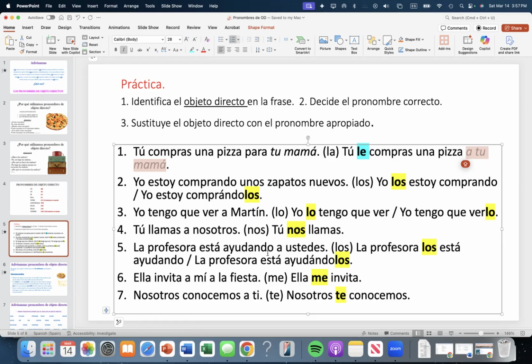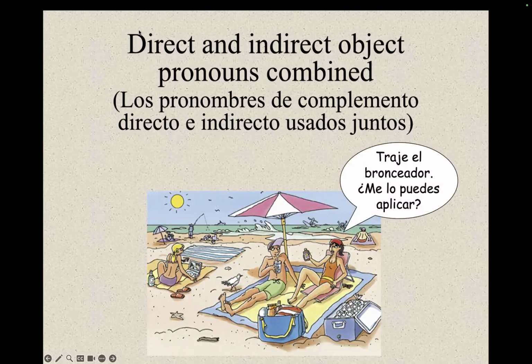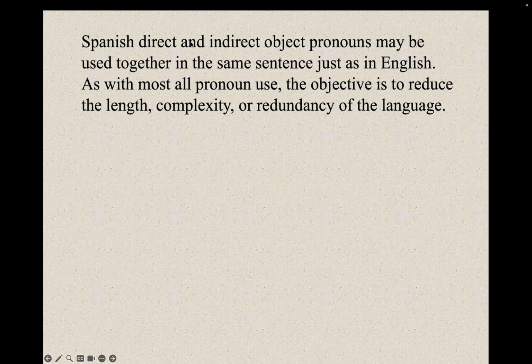Not this one, but I have another one that explains the subject. Here we are, okay? So bear with me. And let's see where we can put this so it's not intrusive. Okay, direct and indirect object pronouns combined. Spanish direct and indirect object pronouns may be used together in the same sentence, just as in English. As with most all pronoun use, the objective is to reduce the length, complexity, or redundancy of the language.